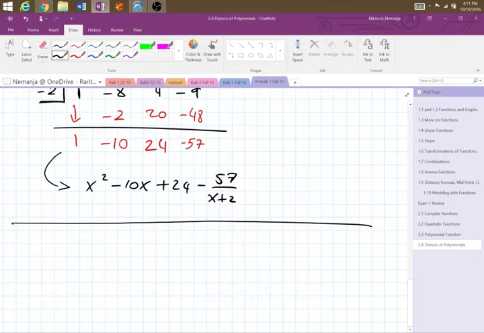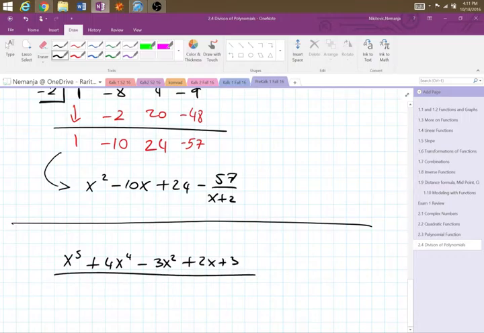Let's see, can we find something else awful? Plenty. No, you're going to love this. Look at this: x to the 5 plus 4x to the 4th minus 3x squared plus 2x plus 3, divided by x minus 3.